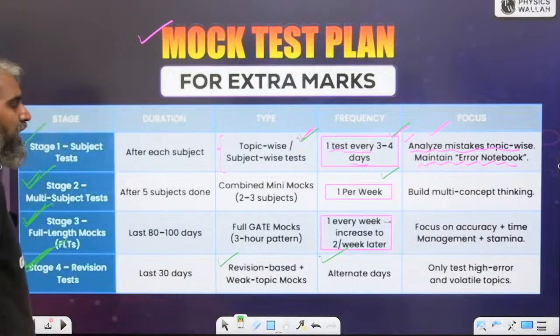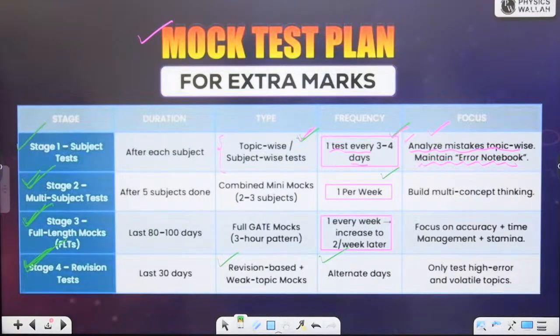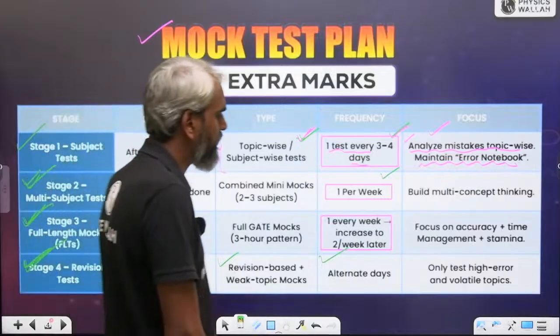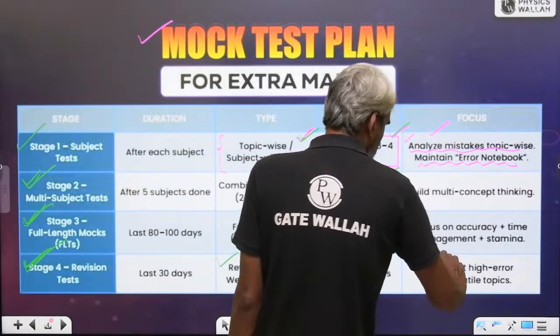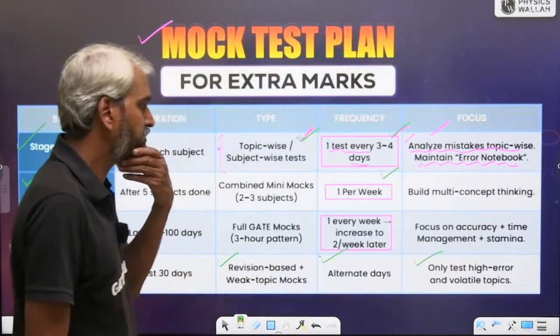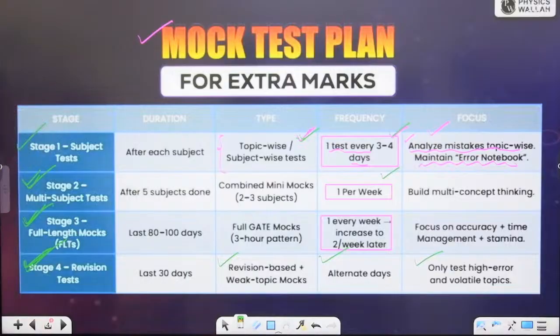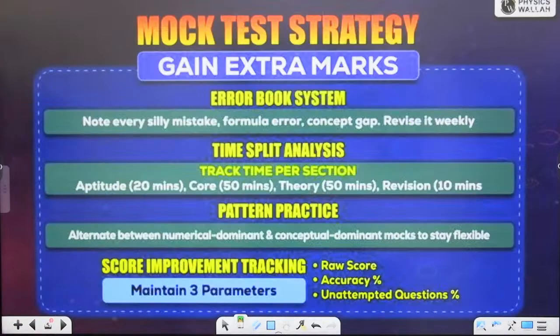So for the last 1 month, you must give the full length test almost on an alternate day basis, and you must analyze the mistakes that you commit. Every time you appear for a new test, you need to analyze whether you have improved in terms of previous mistakes or not.